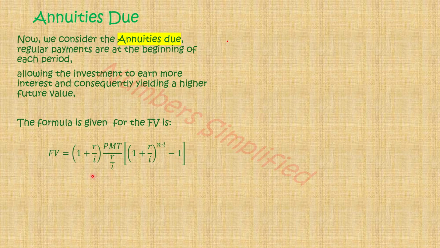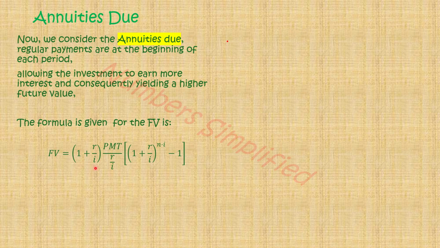So take note, the key difference between annuities due and the ordinary annuities is that because this one is being paid at the beginning of the month, each and every month, by the end of the month, it would have accumulated some interest. Therefore, it has an additional 1 plus R over I that would add to the interest. So this would result in a higher yield because it generates more interest. Each and every month, it has a month extra in which it generates interest. So that is the difference between the two.